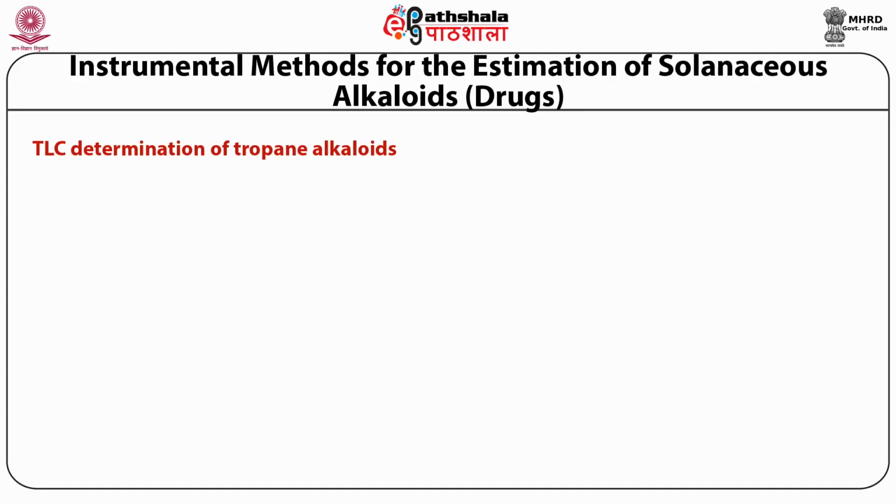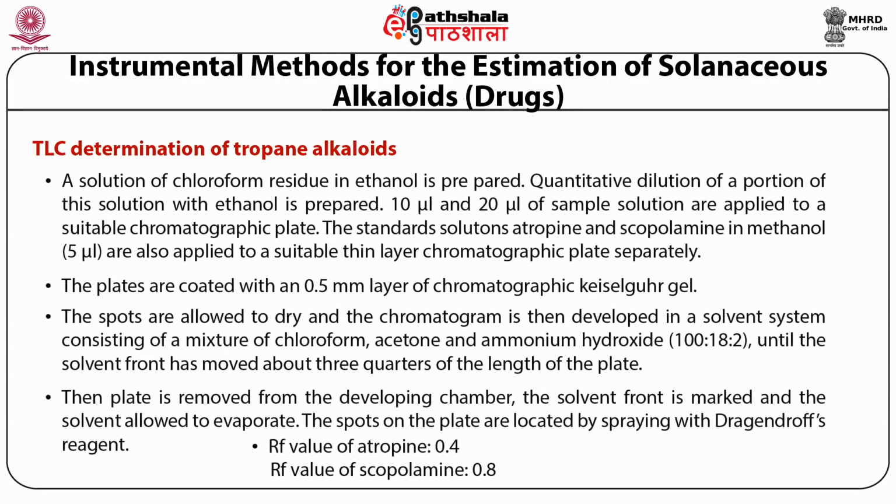TLC can also be used for the determination of tropane alkaloids. Here the sample is prepared initially. It is separated from the plant matrix. Then that solution is applied on either a silica gel plate or Kieselguhr plate. A mixture of chloroform, acetone, ammonium hydroxide is used as a mobile phase. The solvent is allowed to run to about 2/3 of the overall length of the plate. After that it is removed from the developing chamber. The solvent front is marked and the solvent is allowed to evaporate. The spots on the plate are located by spraying with Dragendorff reagent.